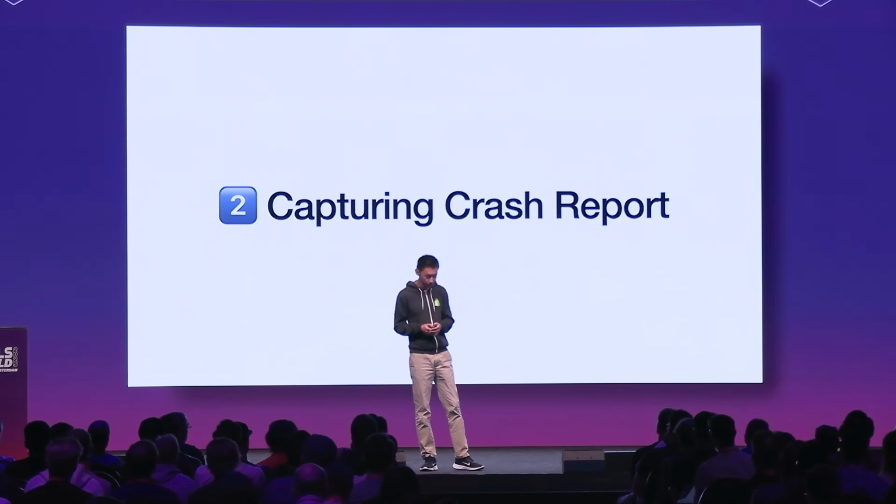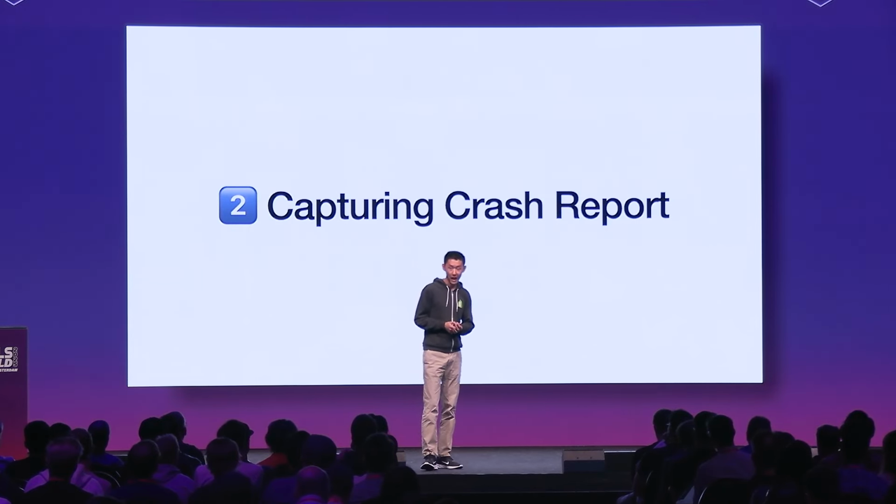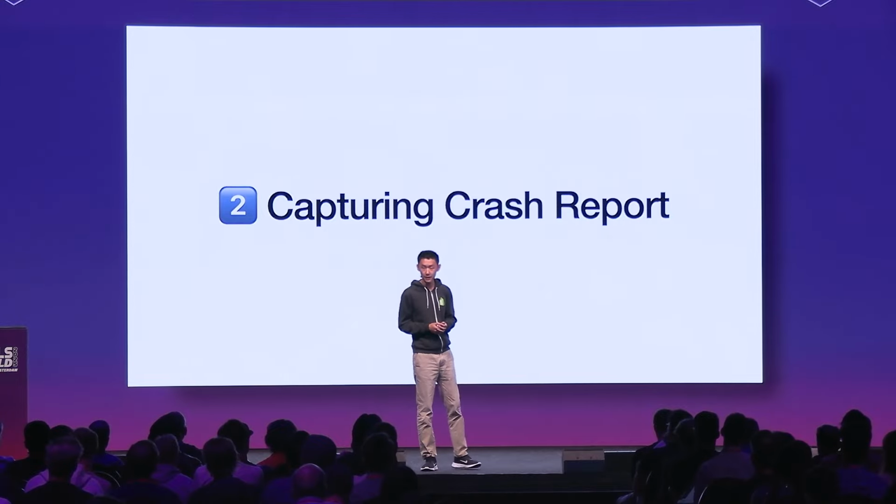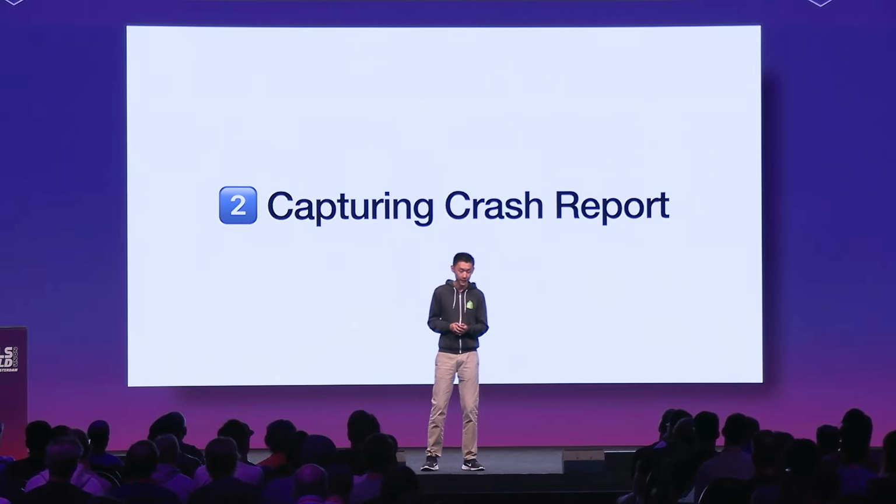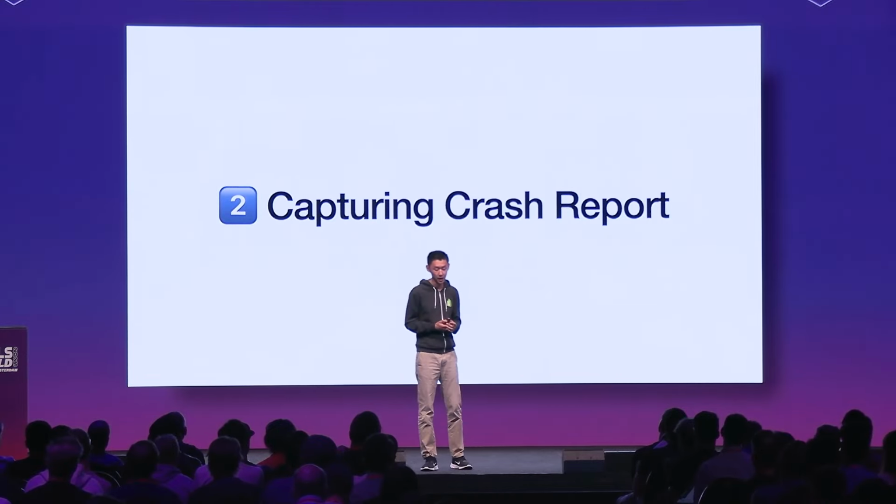Then secondly, when we have the core dump, we detect whether this core dump is from Ruby. And if it is, we try to find the associated crash report and upload it because it contains valuable information such as the Ruby and C-level stack traces.